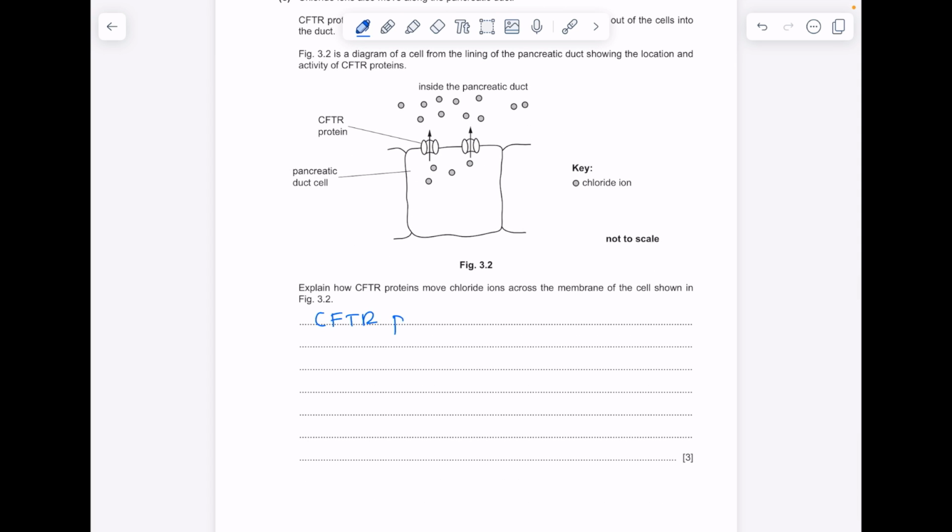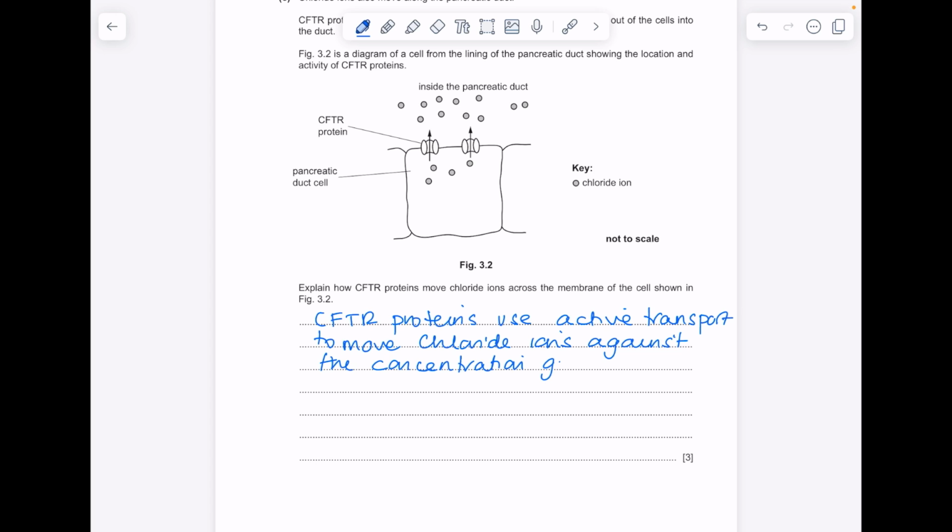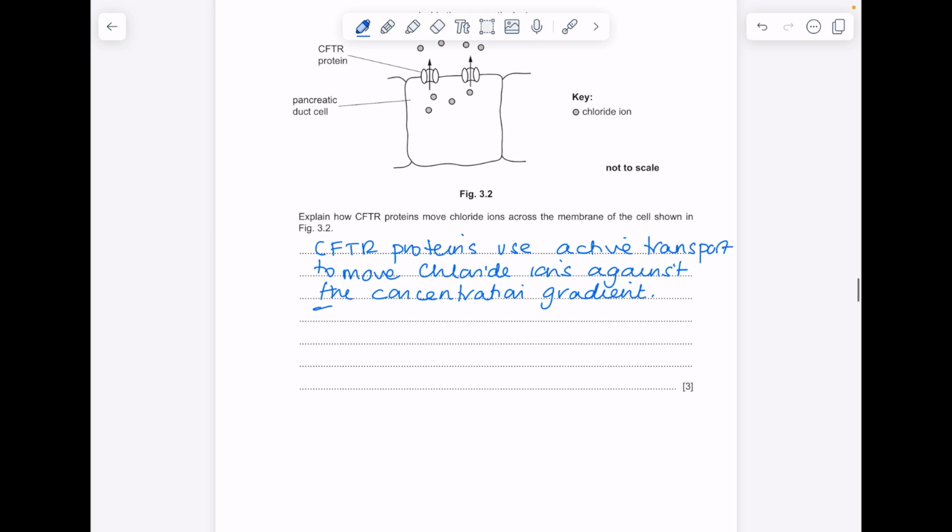CFTR proteins use active transport to move chloride ions against, that's key, the concentration gradient, or you could say from an area of low concentration to an area of high concentration. Remember, because it's going against the concentration gradient, it's going to require energy from ATP.